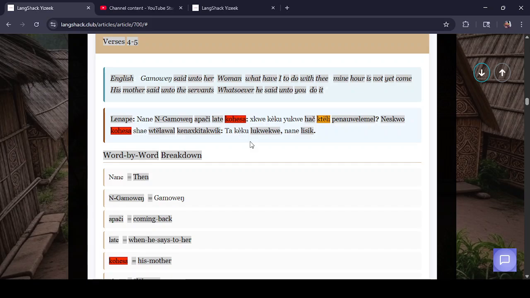Whatever he tells you to do. Even though Nakoi is like anything, they have words for whatever. Anything he tells you to do, just do it. Basically. Apache coming back.